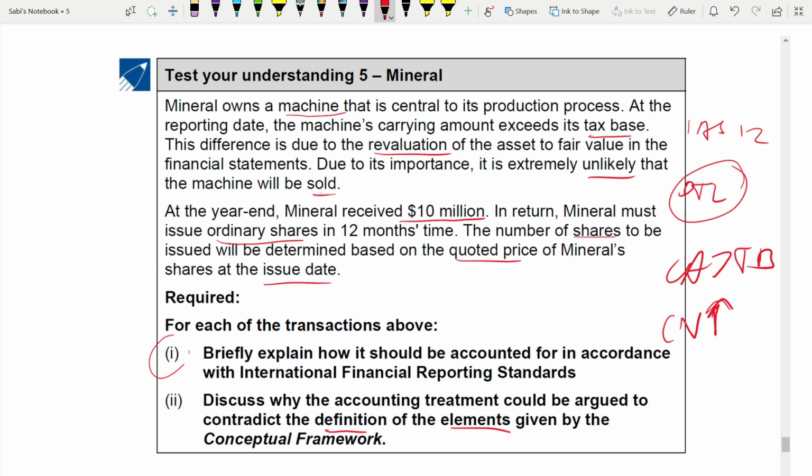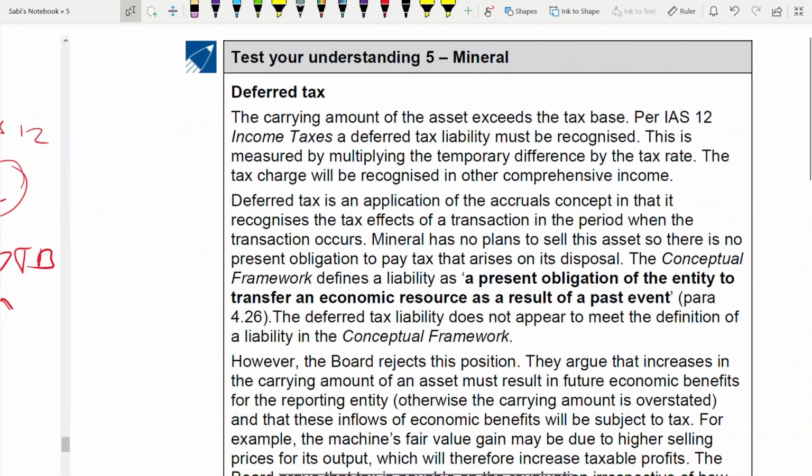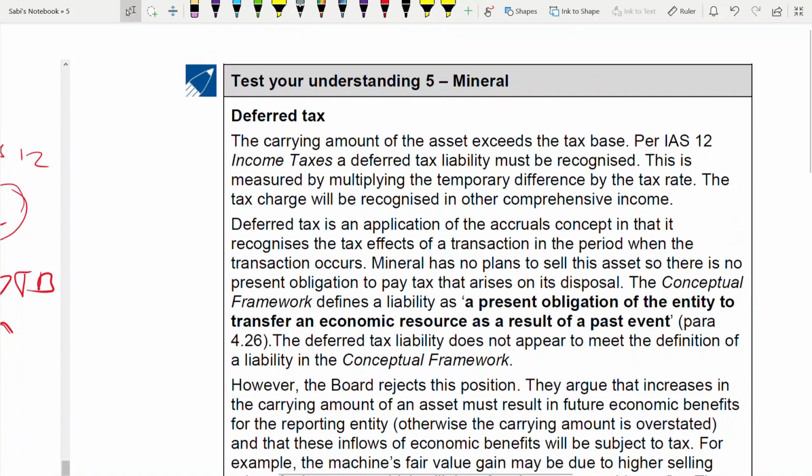Now you have to explain how this will be treated. The topic is deferred tax. It comes under IAS 12. So how do you start this question? How do you deal with this?